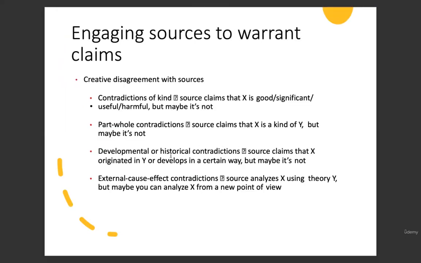You can create a disagreement with sources as well. It is good, but maybe it is not so. You can use contradictions. You can use part-whole contradictions. X is a kind of Y, but maybe it does not have such and such. You can think about developmental or historical contradictions. You can also mention them, or you can use external cause-effect contradictions from other research.